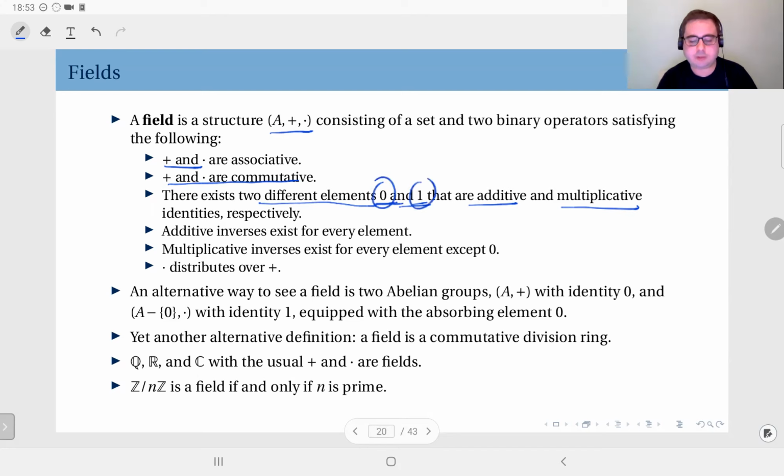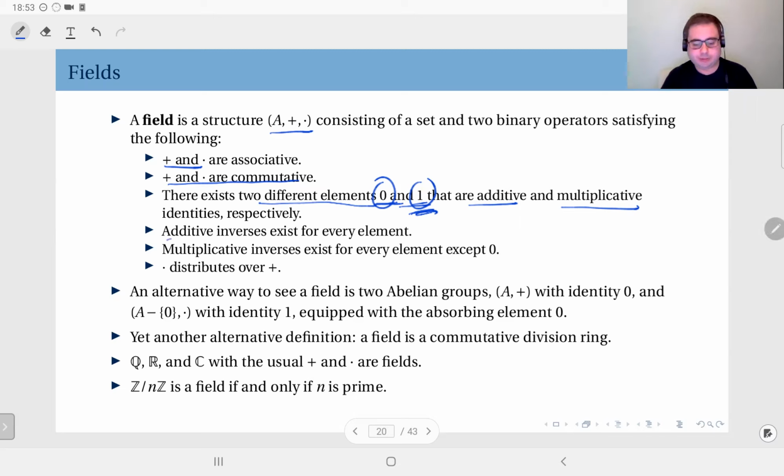So in a field, we just represent the additive identity with respect to addition with 0. It doesn't have to be the number 0 as we know it. And we denote the multiplicative identity with respect to, well, multiplication with 1. And again, it doesn't have to be the number 1. These are just symbols that represent the identities.